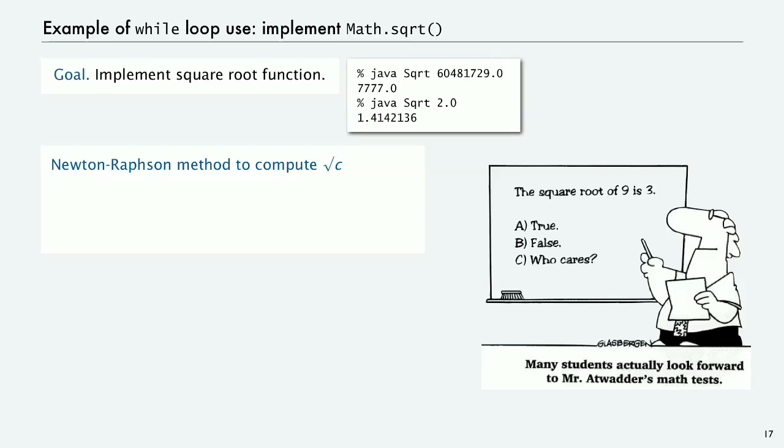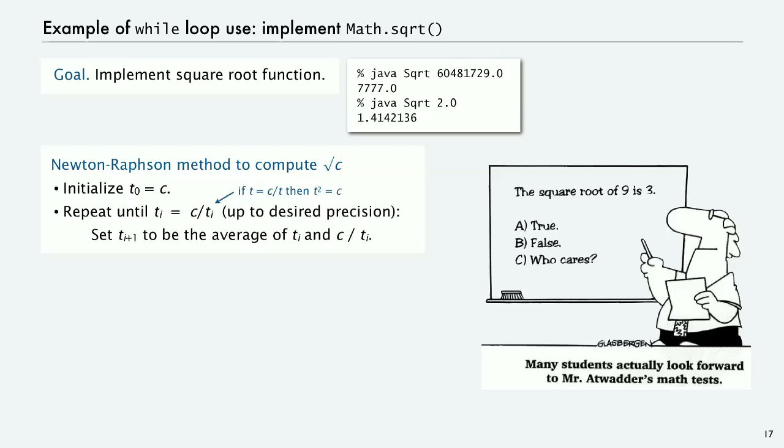Well, there's a famous method due to Newton for computing the square root of c. That is a fine method for this problem. What we do is initialize a variable, t sub 0, to c. Then we compute t sub 1, t sub 2, t sub 3, and so forth. Each time, we set the next one to be the average of the previous one and c over that one.